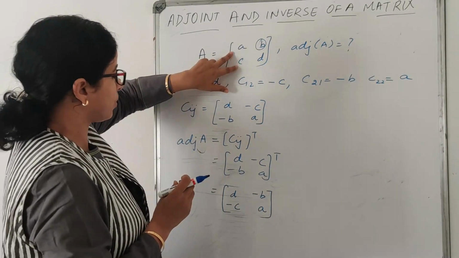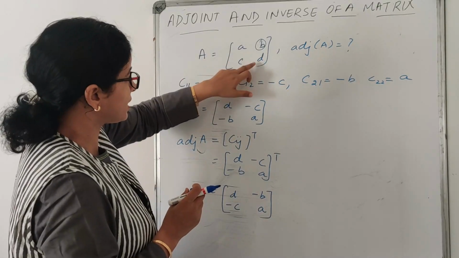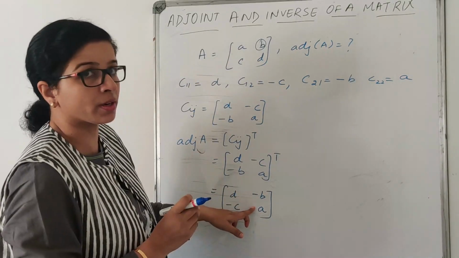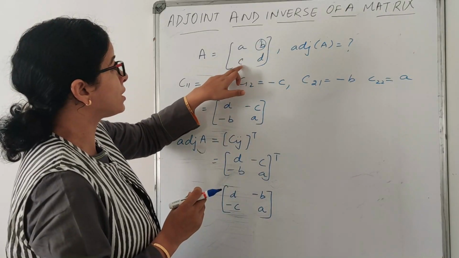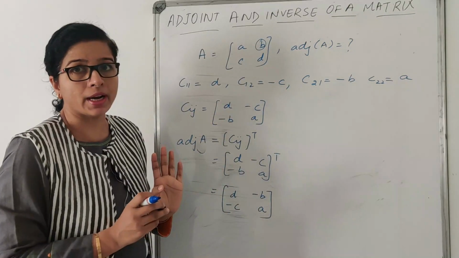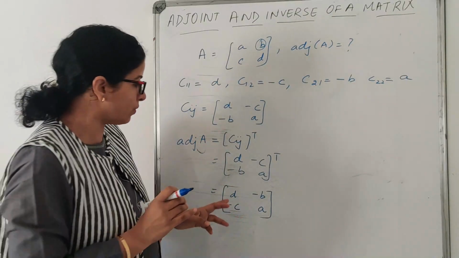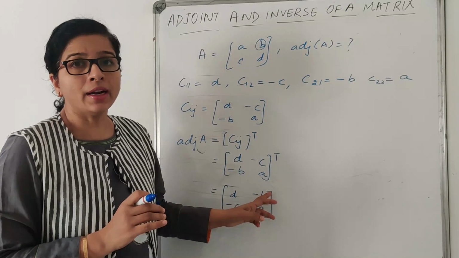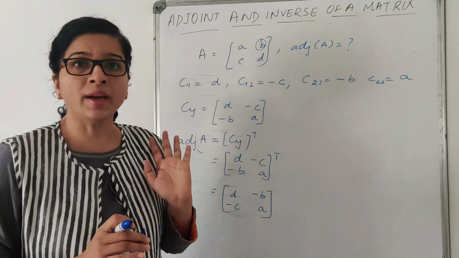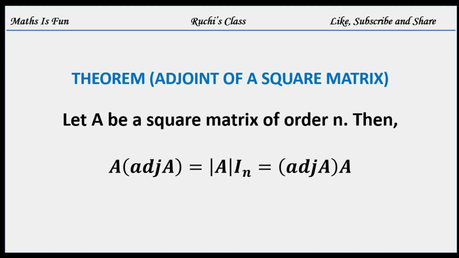Now just check it over here. The diagonal elements have been interchanged in a 2 cross 2 matrix, and the off-diagonal elements are followed by a minus sign. So it is very easy to calculate the adjoint of a 2 cross 2 matrix: you interchange the diagonal elements and put a minus sign on the off-diagonal elements. Now there is one theorem related to it. Let A be a square matrix of order n. Then A times adj A is equal to determinant of A times the identity matrix of order n, which equals adj A times A.